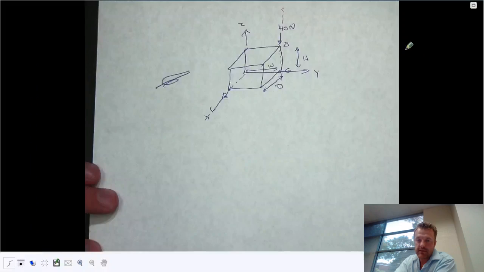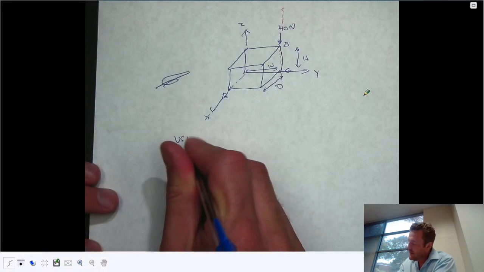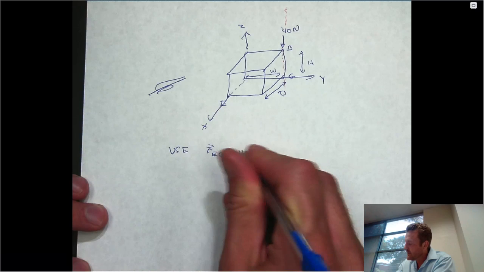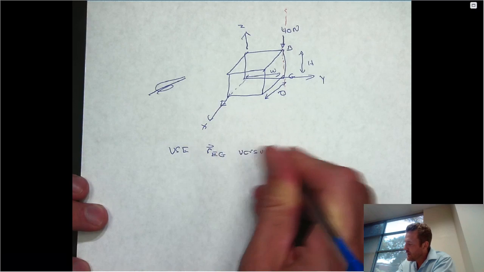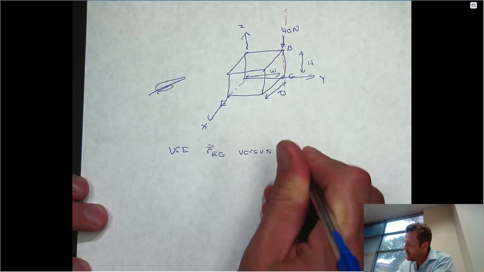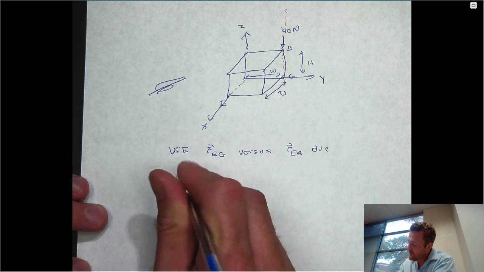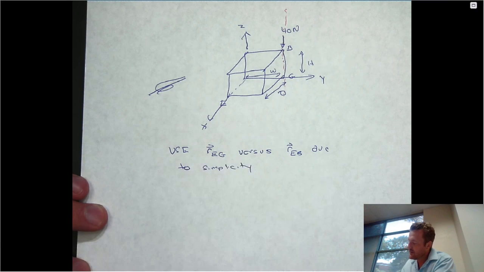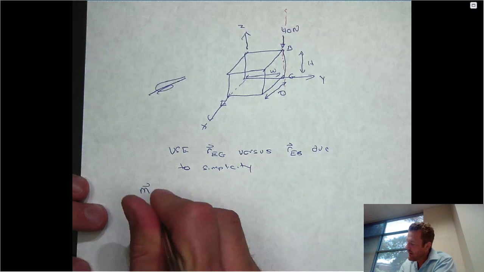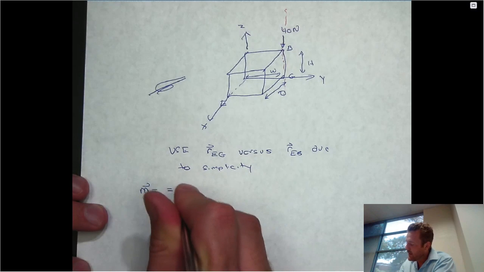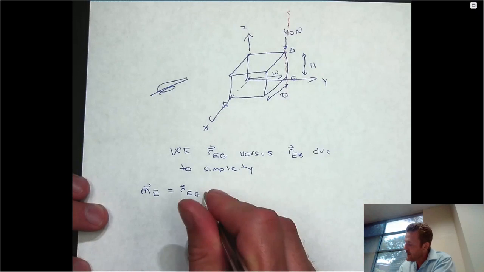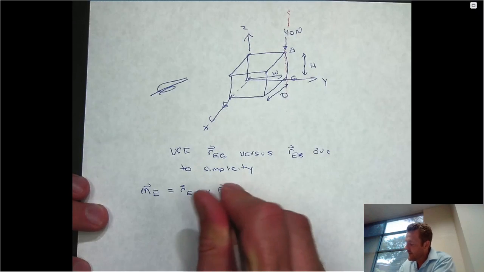So what I'm going to do is I'll use r_EG versus r_EB due to simplicity. So let's actually see how this would look. I will define the moment about point E of that force as r_EG, the simpler position vector from the point of reference to the line of action, cross the actual force.